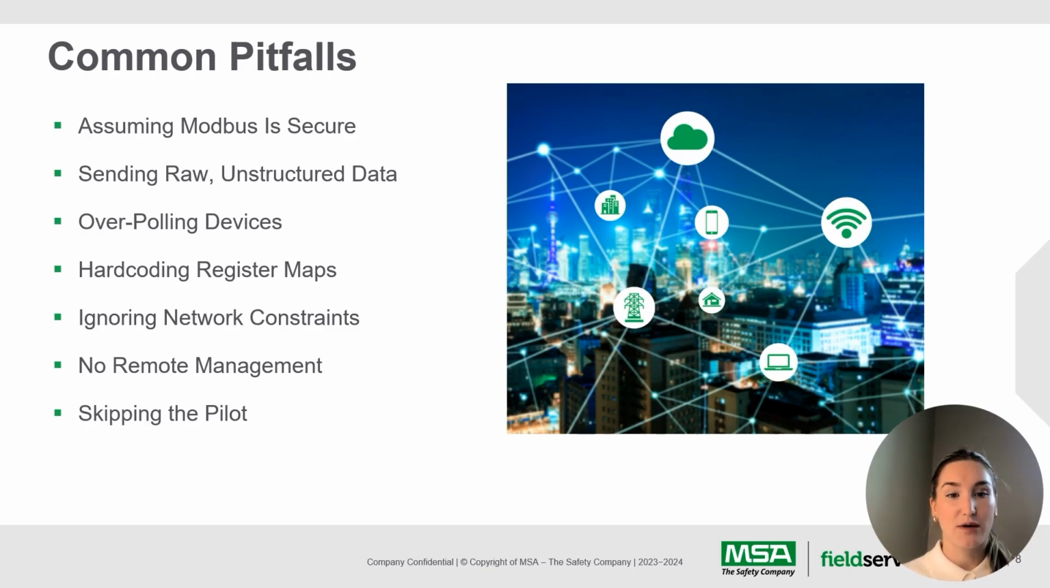Next would be ignoring bandwidth or latency constraints. If you're sending high-frequency Modbus data over networks like LTE, satellite, or even shared VPNs, the bandwidth becomes a real constraint. You might experience delays, dropped data, or even high cellular bills. Your gateway should handle this by applying edge filtering, compression, or smart buffering to optimize data flow.